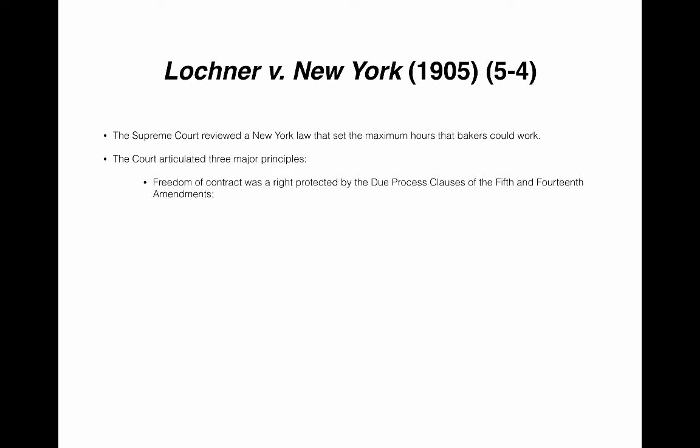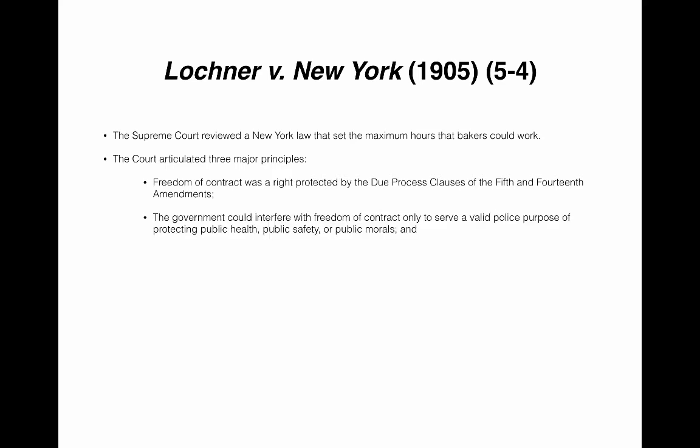The first was that the freedom of contracts was a right protected by the Due Process Clause of the Fifth and 14th Amendments. The court also found that the government could interfere with freedom of contract, but only to serve a valid police purpose of protecting public health, public safety, or public morals. And we know from our discussion last semester that states have general police power, but the federal government does not.